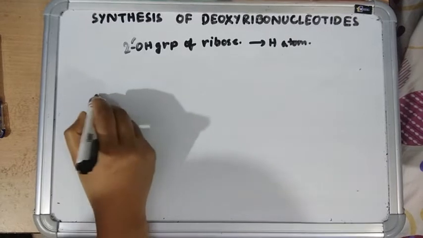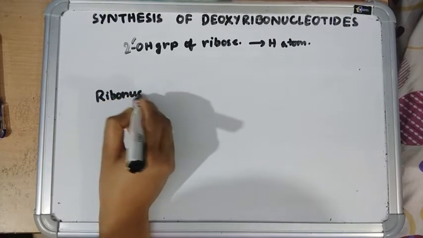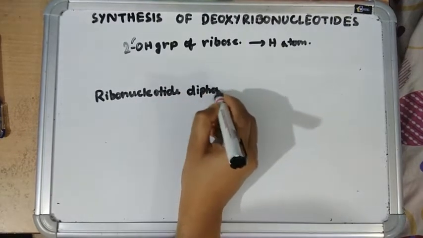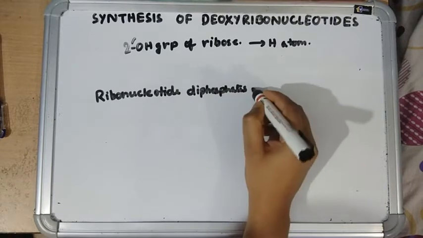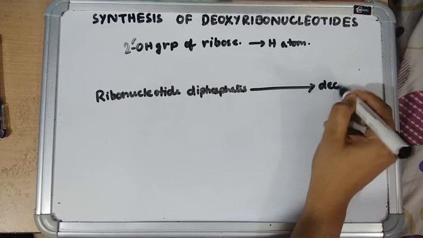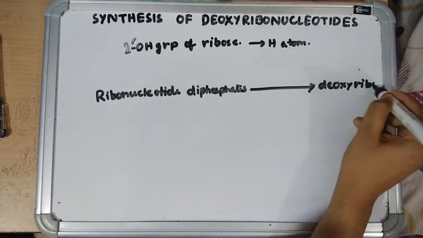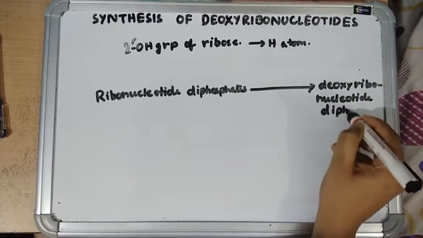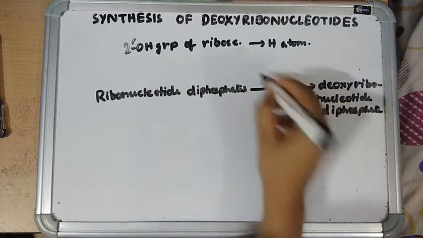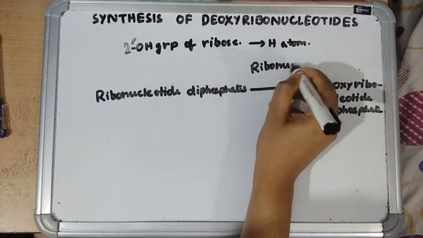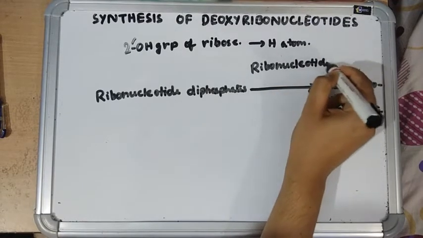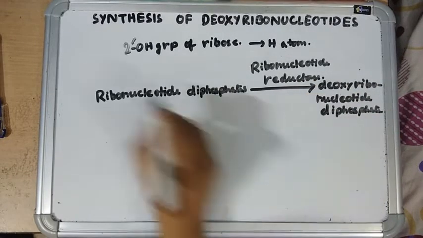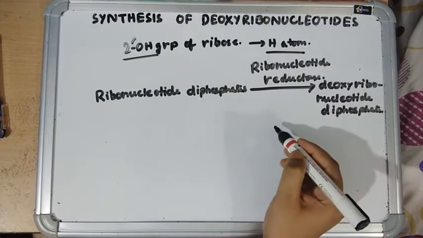So the reaction is like this: ribonucleotide diphosphates are converted into deoxyribonucleotide diphosphates by the enzyme ribonucleotide reductase. So this 2' hydroxyl group is replaced by a hydrogen atom by this enzyme.